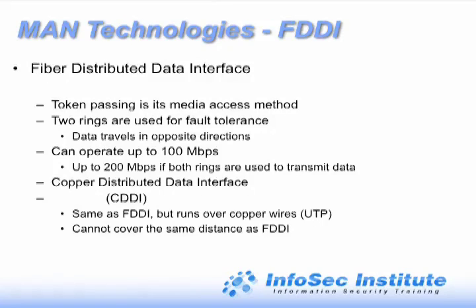And there's also CDDI, which is Copper Distributed Data Interface. Same as FDDI, but runs over copper wires or UTP. Cannot get the same distance as FDDI. Does anybody know why? Yep. The attenuation on copper is a lot more than on fiber.